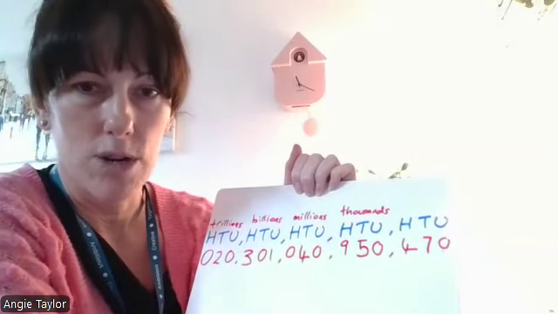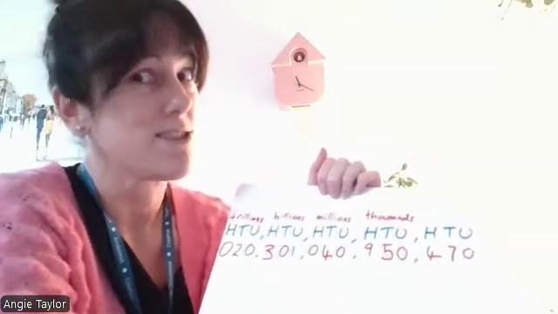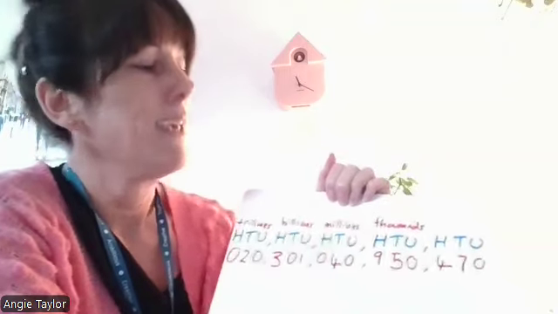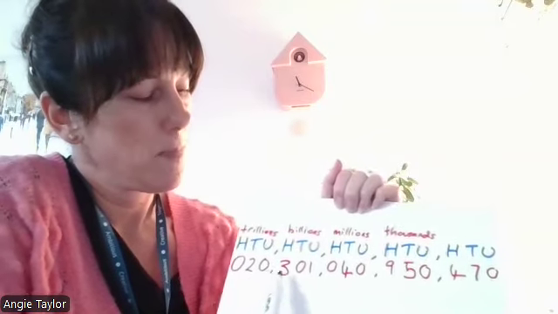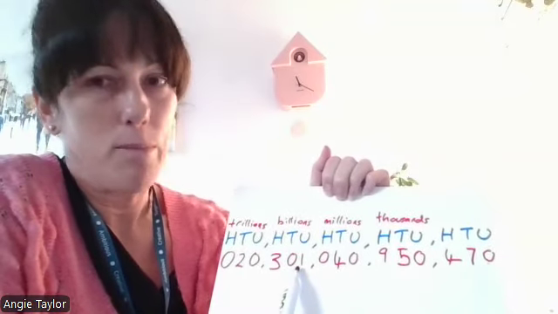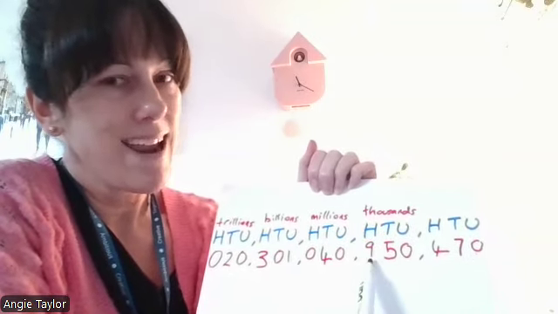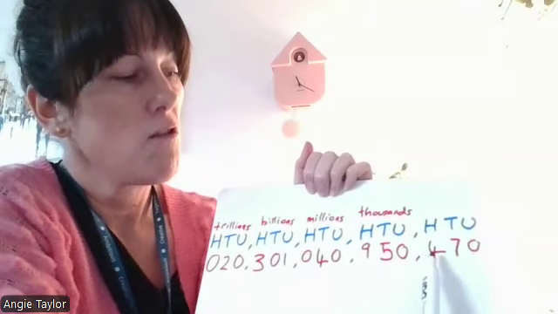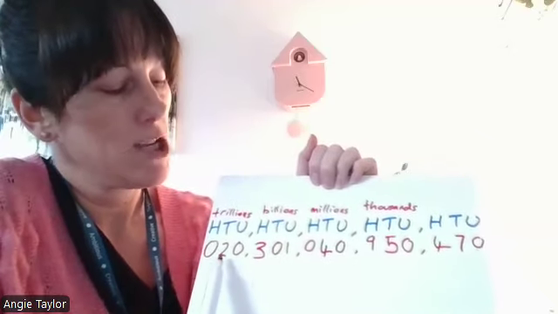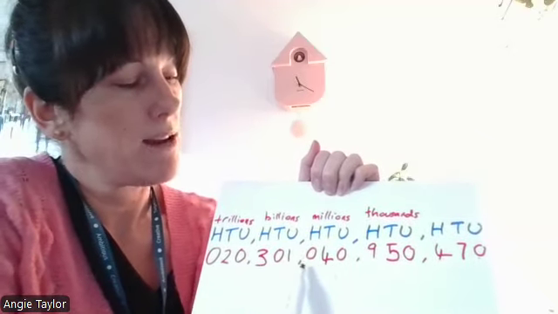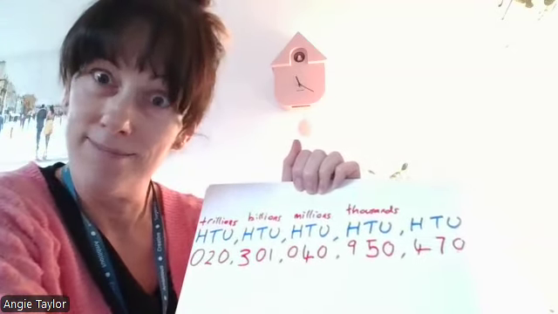So how do we read this number? Well, we can all read hundreds, tens, and units. We can all read a 3-digit number, I think. So let's start here in our trillions. We've got 20 trillion, 301 billion, 40 million, 950,470. So to read that number a little bit more quickly: 20 trillion, 301 billion, 40 million, 950,470. Simples.